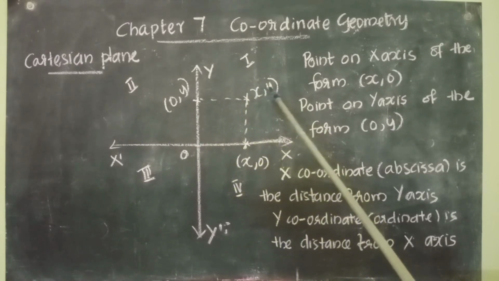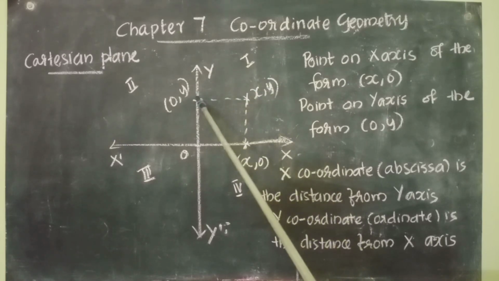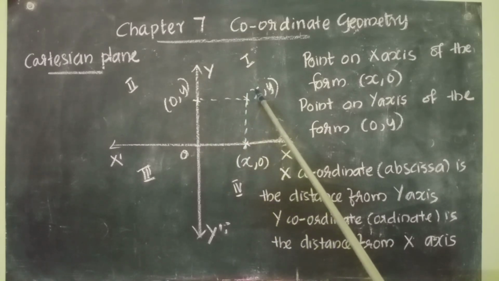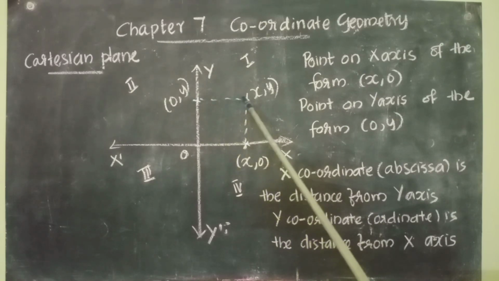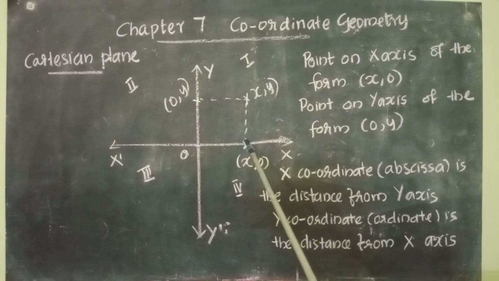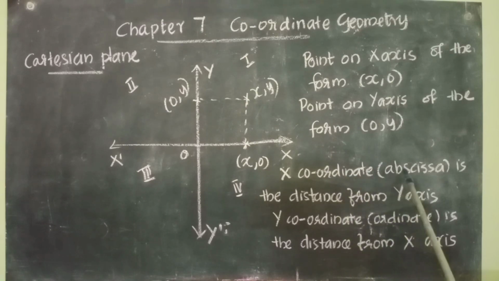This is another point (x, y). Its x coordinate is x, y coordinate is y. So x coordinate is this length. Means what is the number coming here? This is the first number, x coordinate. So x coordinate or abscissa is the distance from y axis. How much it is away from the y axis? That is x coordinate. Then y coordinate is how much it is above from the x-axis. So y coordinate is the distance from x-axis. Another name for x coordinate is abscissa. Another name for y coordinate is ordinate.